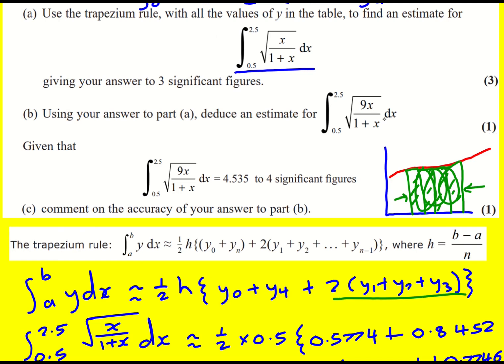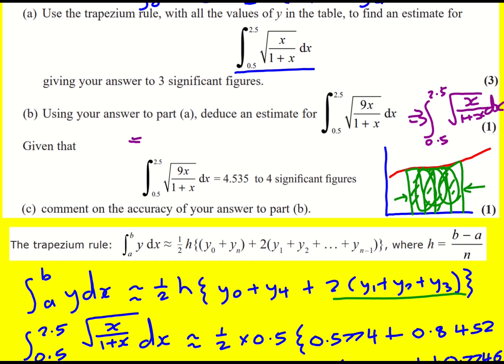Use our answer to part A to deduce an estimate for this integral. It's very, very similar, but there's a 9 there. So what we can do is write it as the integral of 0.5 to 2.5 and take the 9 out of the square root. So it's going to be root 9 or 3. And you can even bring the 3 outside the integral because constants you can just take outside. We do the integral and then times by 3 at the end. It's actually the same answer as if you kept it in.